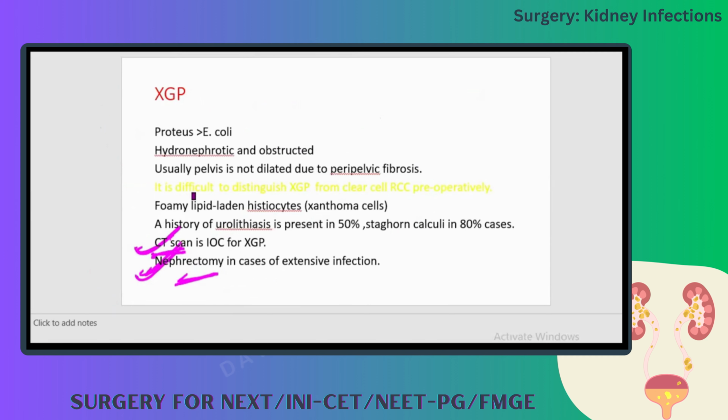For EPN, there are multiple treatment options, but for XGP only nephrectomy, because it's a chronic granulomatous infection. The kidney is not functioning, so you have to take it out. You have to remove the entire kidney. That is the option, nephrectomy. And it is also impossible to differentiate between RCC and XGP, so you have to do a nephrectomy. Clear? So remember 3 points: bear paw appearance, Proteus vulgaris, and nephrectomy is the treatment of choice. Investigation of choice is CT scan.